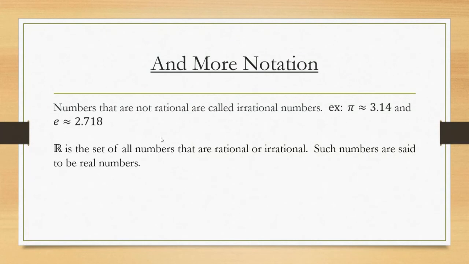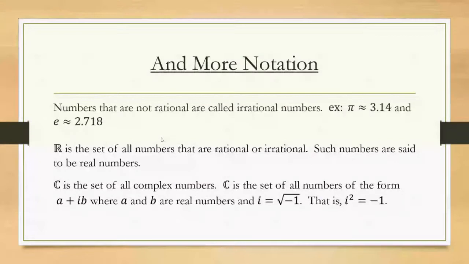Now, there's an even bigger set, though. I'm not sure if we'll get to it, but at the very least, I'm mentioning it now. It's the set of complex numbers. Those numbers are numbers in this form. They're a plus i times b, where i, by definition, is the square root of -1.